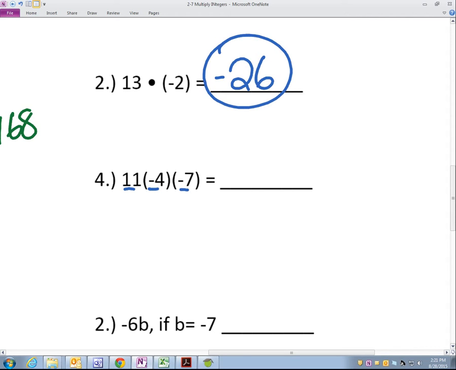So let's do 11 times negative 4 first. That's why it's going to be coming down here. 11 times negative 4, negative 44, multiplied by negative 7. Look, we have a negative times a negative, and look what that comes out to be. Positive.